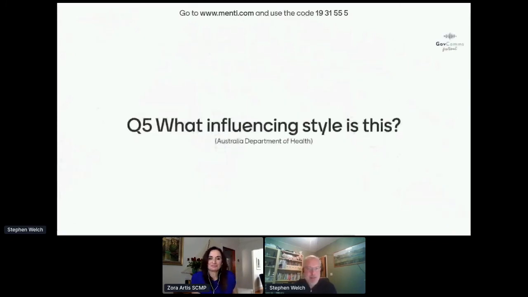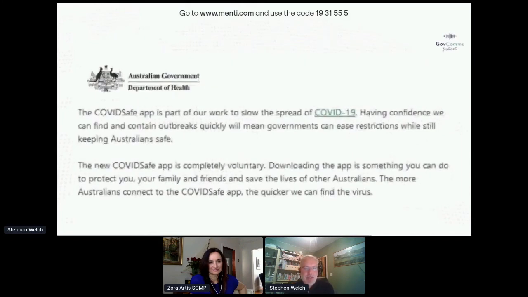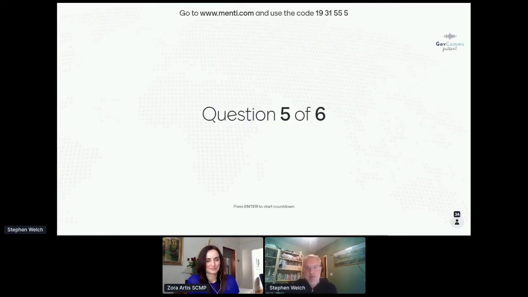Let's try an example from the Australia Department of Health now. So this is a COVID Safe app. It's part of our work to slow down the spread of COVID-19. The new COVID Safe app is completely voluntary. Downloading the app is something you can do to protect you, your family, and friends to save the lives of other Australians. The more Australians connect to the COVID Safe app, the quicker we can find the virus. What influencing style is the Australian Government Department of Health using here?